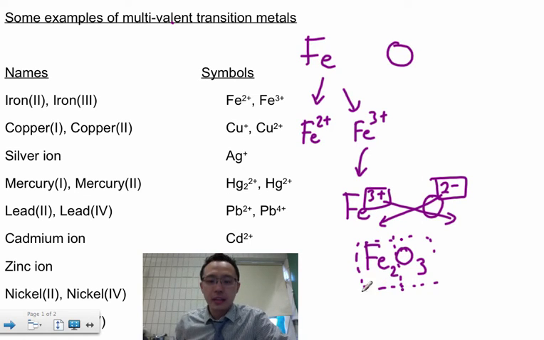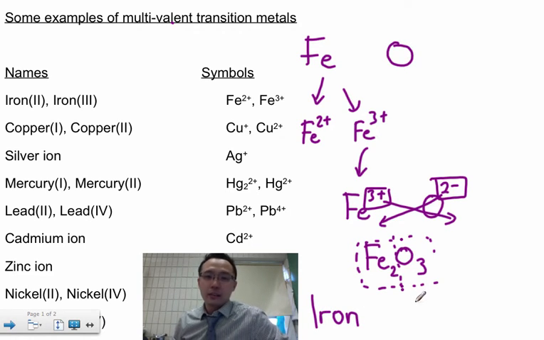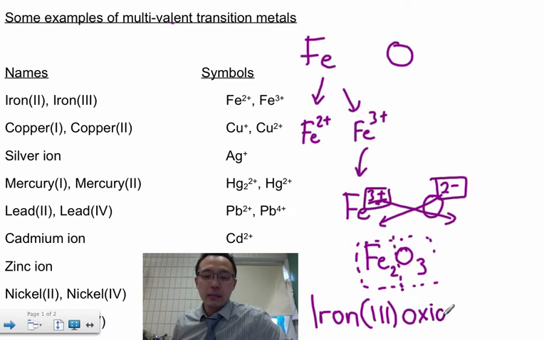So how would you name this? You name it just like your ionic compounds. You start off with your first one, which is iron, and the name is not going to change. The only thing you need to indicate, because this is a transition metal, is that you're using the 3 plus charge. So because you're using a 3 plus charge, you write Roman numeral 3 after iron, and that's it. And then for the second species, oxygen, it's just how you name your ionic compounds, which is oxide. Okay, so that's how you name iron 3 plus with oxygen 2 minus.